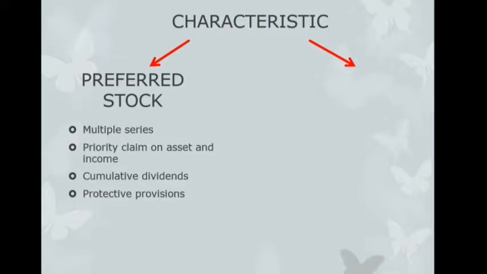Next, we move to convertibility. Convertible preferred stock can, at the discretion of the holder, be converted into a predetermined number of shares of common stock. Almost one third of preferred stock issued today is convertible preferred.